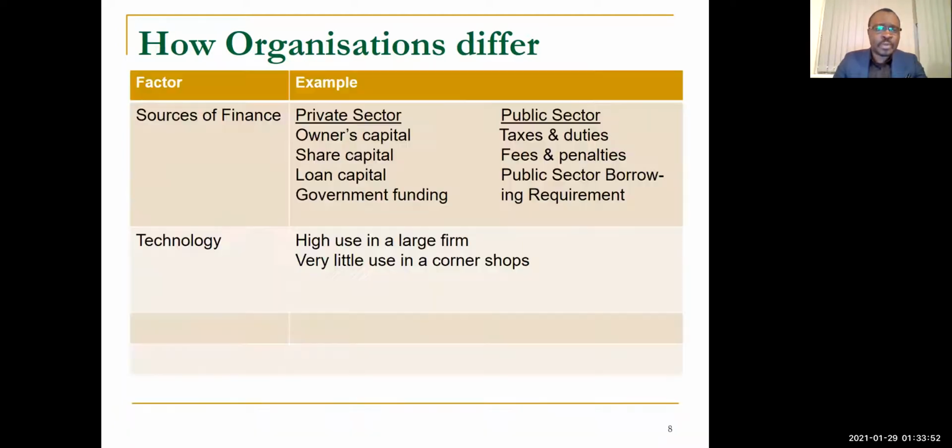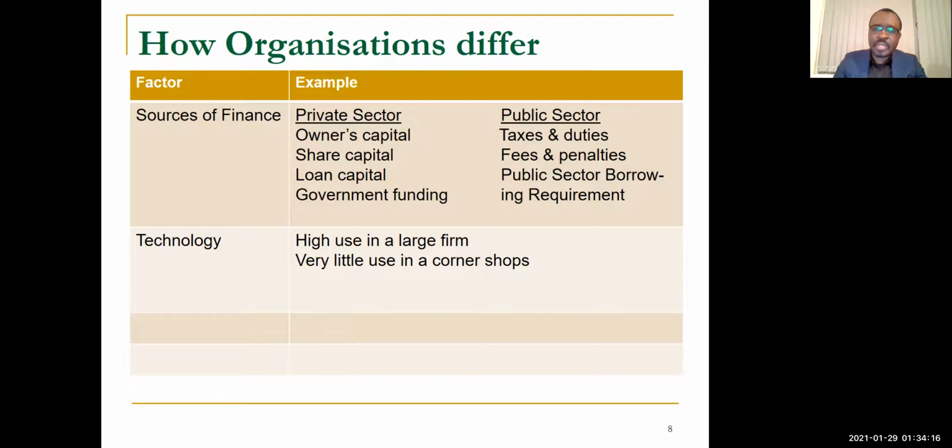Okay. And then the last one, the sources of funding or finance. Private sector, how do we fund them? From owners' capital, from loans, from government funding, okay? They can also plow back their profits to support or fund their organizations or their operations. The public sector, they are looking at the taxes, getting some subsidies from the government.